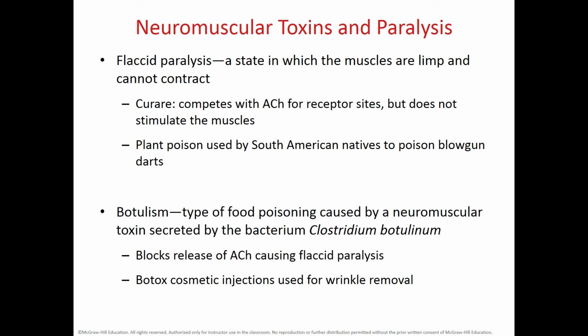Now, botulism is a food poisoning disease that is caused by a bacteria called Clostridium botulinum. In this case, Clostridium botulinum will release a toxin that is going to block the release of acetylcholine by the axon terminals, and since you don't have acetylcholine, you will have flaccid muscles, flaccid paralysis. Now, the toxin produced by this Clostridium botulinum is used by many people, like in injections like Botox, to prevent the formation of wrinkles.